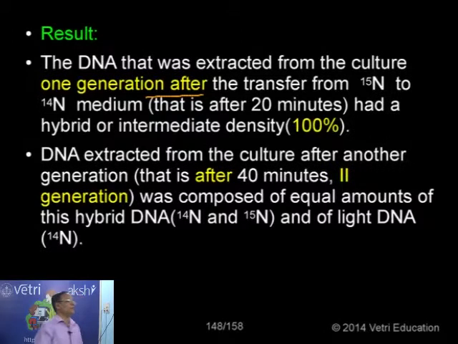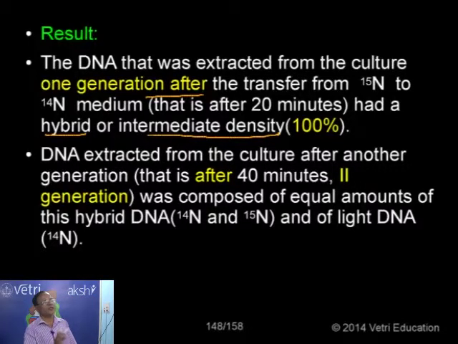So what was the result? Now they extracted the DNA from the culture after one generation, that is, one generation after transferring the cells from N15 to N14. They came to know that all the DNA formed was only hybrid DNA with intermediate density. So no light DNA, no heavy DNA, only hybrid DNA.